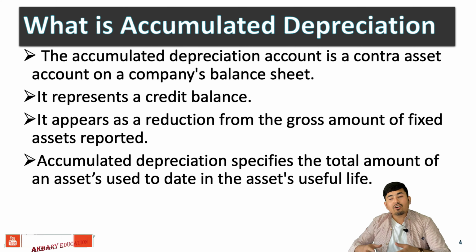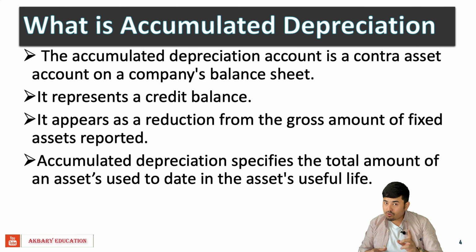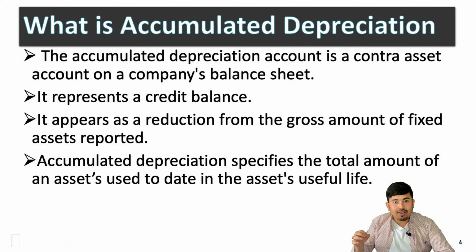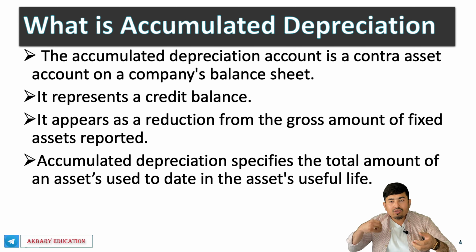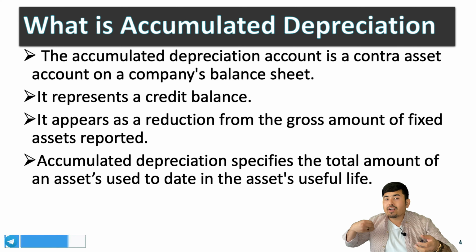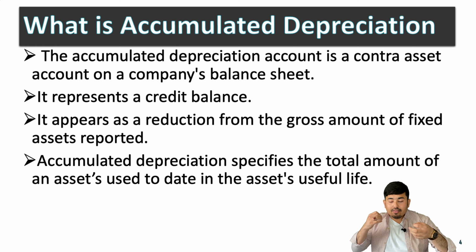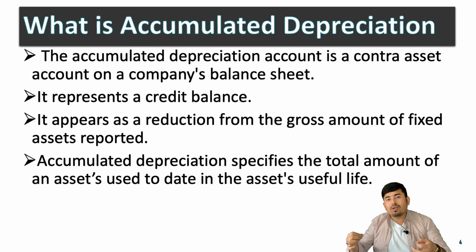It represents a credit balance. Good point. It is a credit balance. An asset is a debit balance, but this is the opposite side. It has a credit balance, and when there is an increase in it, there will be a credit entry. It appears as a reduction from the gross amount of fixed asset reported.